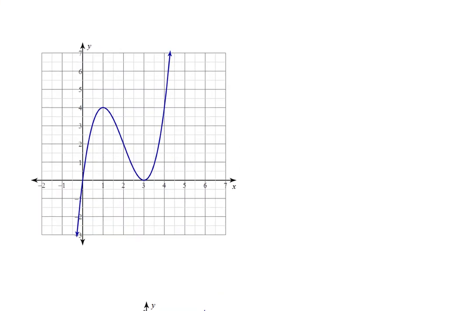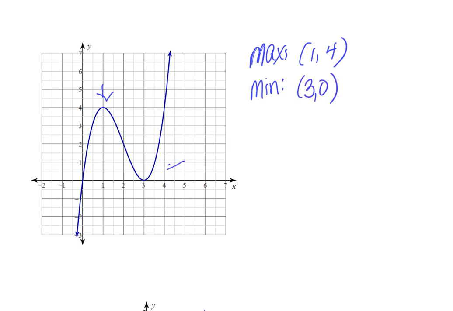Okay, so now let's do this one. We need to find our maxes and our minimums. So our max here, we have only one max, so that's nice. And the numbers are nice. It's 1, 4. So make sure you just get those points first. Get the minimum. So this minimum is 3, 0. Okay, this is the minimum here.